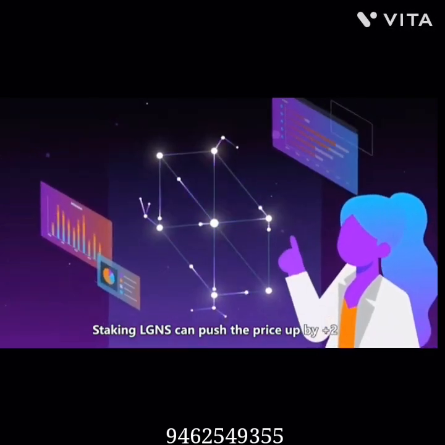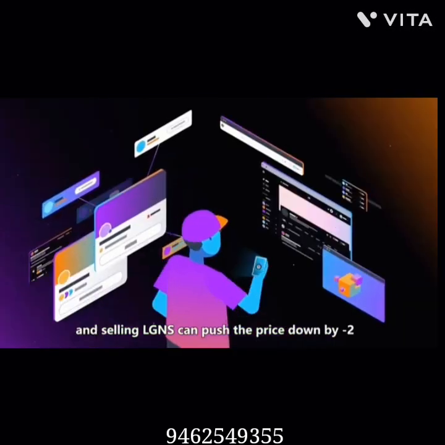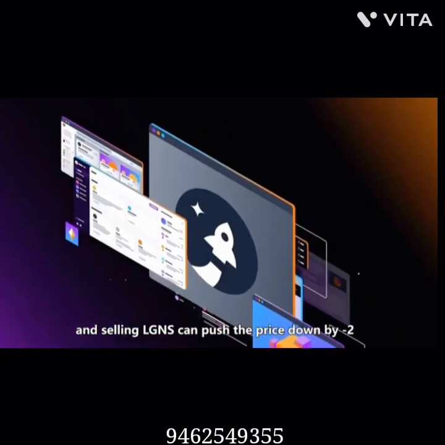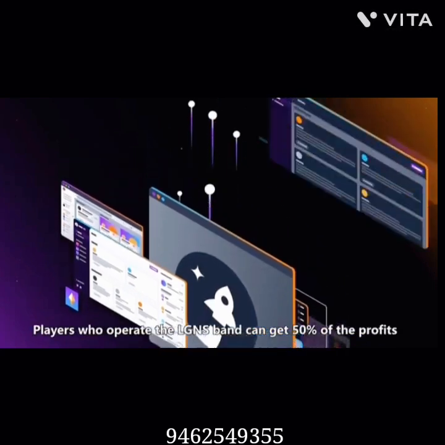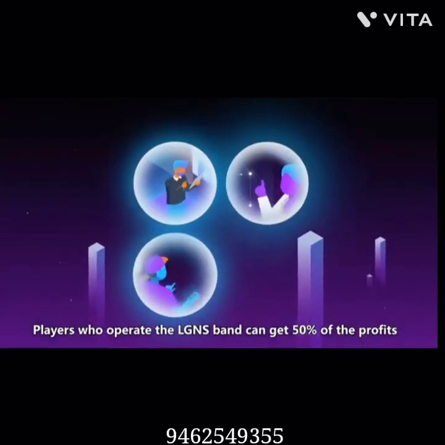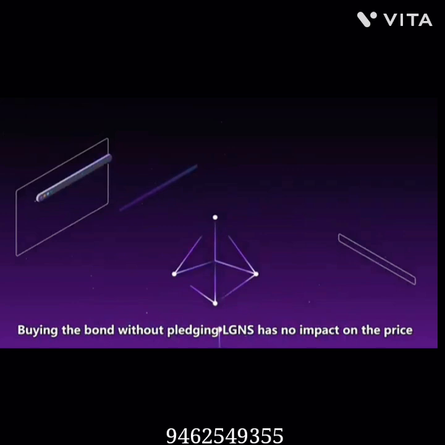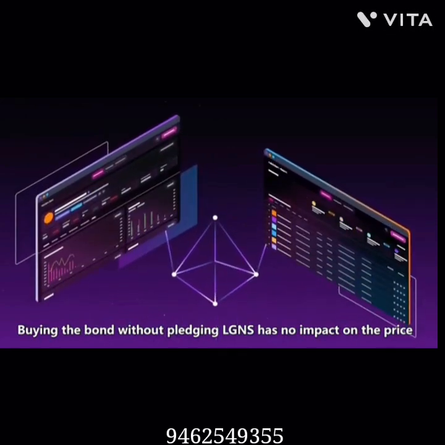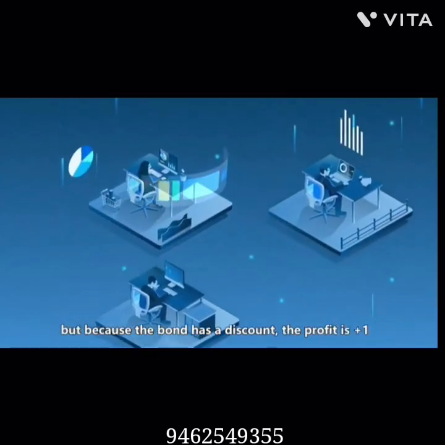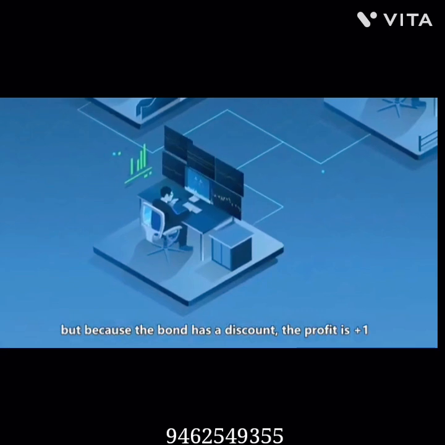Staking LGNS can push the price up by +2, and selling LGNS can push the price down by -2. Players who operate the LGNS band can get 50% of the profits. Buying the bond without pledging LGNS has no impact on the price, but because the bond has a discount, the profit is +1.